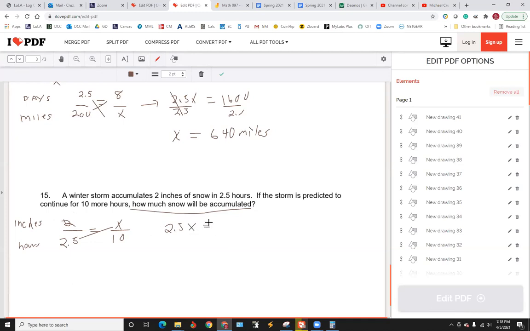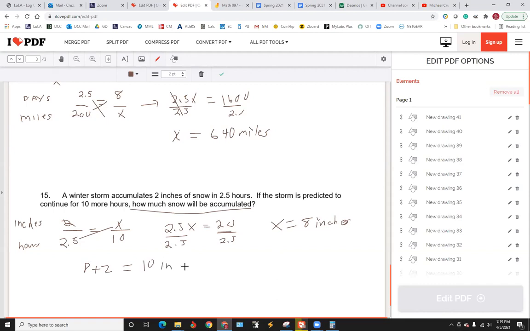And 2 times 10 is 20. And then divide both sides by 2.5. It's going to give you, like you said, 8 inches. Now, we got to be concerned about the way that question is. So if there's already 2 inches on the ground and it snows for 10 more hours and gives you 8 inches, it's 8 plus 2 is equal to 10 inches total.